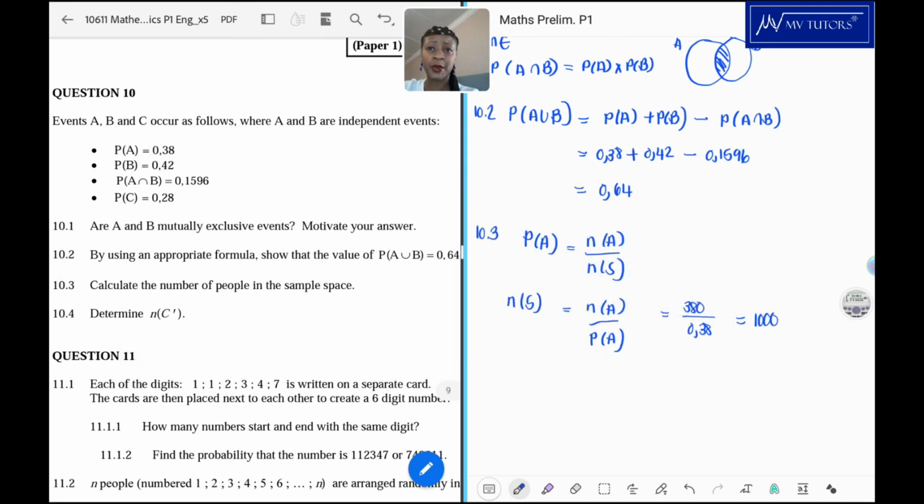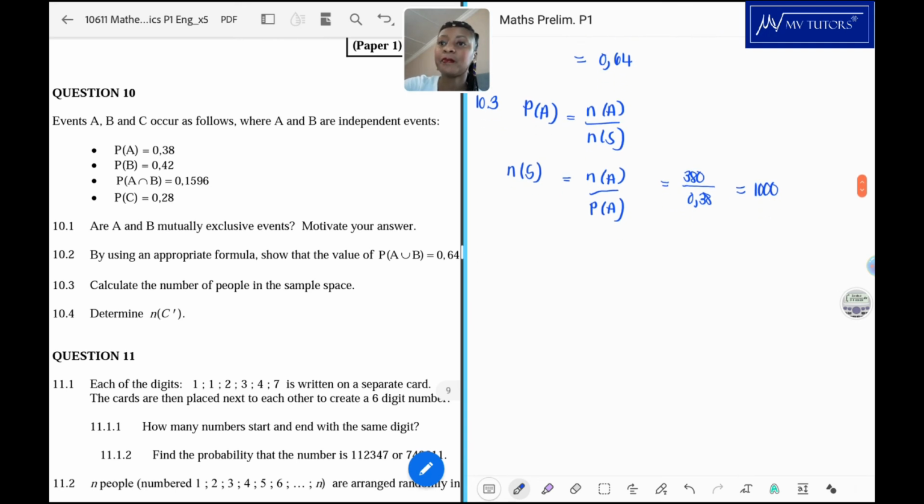Okay, so you can then say, assuming that the number of people in event A are 380, my sample space is 1,000, and that's a nice round number to work with. But you could have chosen any number, because they didn't give us anything in terms of numbers. Okay, so we have the number of people in the sample space, and then the last question. Okay, so determine that. So now whenever we have that little apostrophe there, it means not.